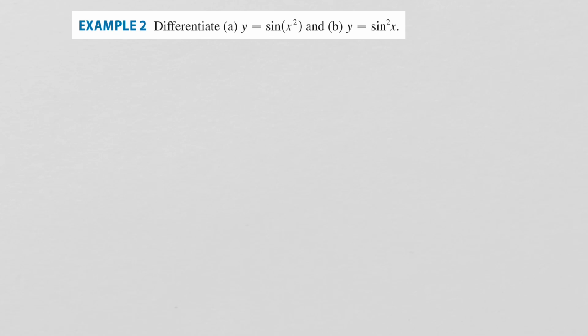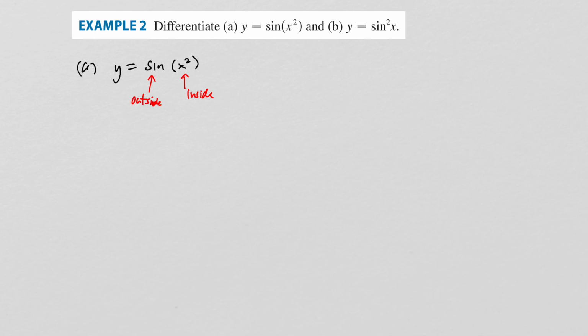Let's take a look at these two problems. So first, we want to find the derivative of the function y equals the sine of x squared. And then we want to find the derivative of sine squared of x. So let's start with the first one. If y is equal to the sine of x squared, then our inside function is x squared, and our outside function is sine.